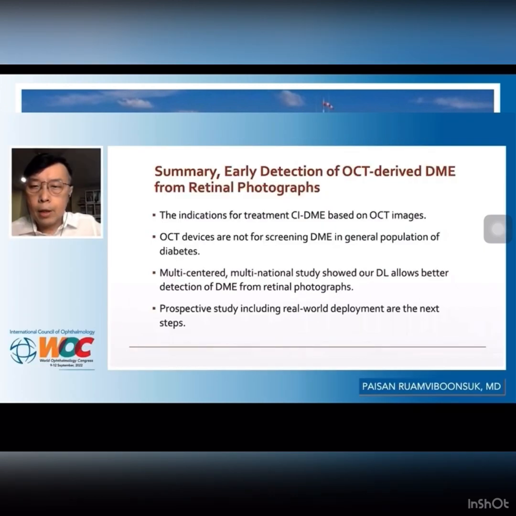So in summary, there are unmet needs for detecting DME from retinal photographs, since the indications for treatment of DME are from OCT images. OCT devices are not used for screening of DME in general populations like conventional retinal cameras. Our algorithm allows better detection of DME from retinal photographs. The validation of the OCT-derived models conducted in multi-center, multinational datasets still shows better performance compared with the conventional model. Prospective study on the algorithm and real-world deployment are on the way.